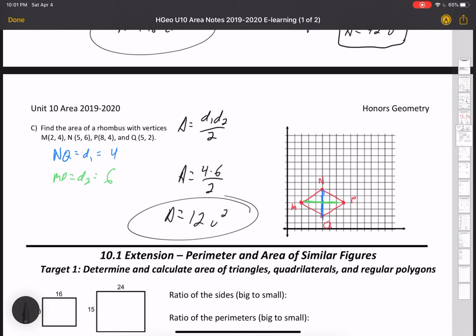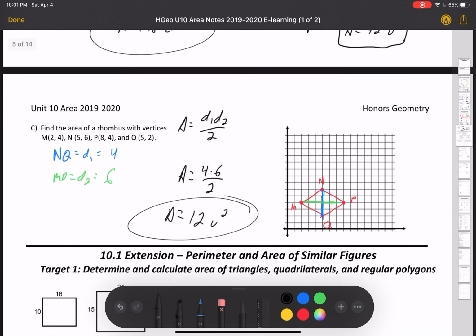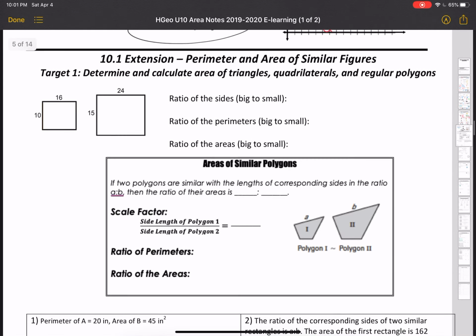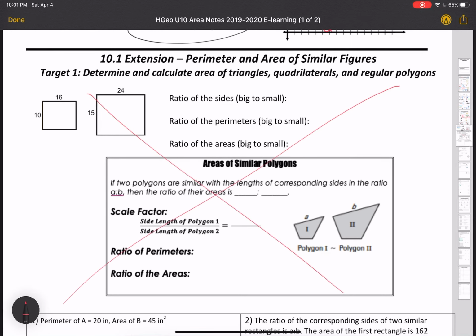All right, so that wraps up this video. You'll see the next portion of the notes is 10.1 extension with everything going on. We're gonna cross those out for now. Not doing them this year. Okay, so that's gonna wrap up this video with trapezoids, rhombi, and kites.